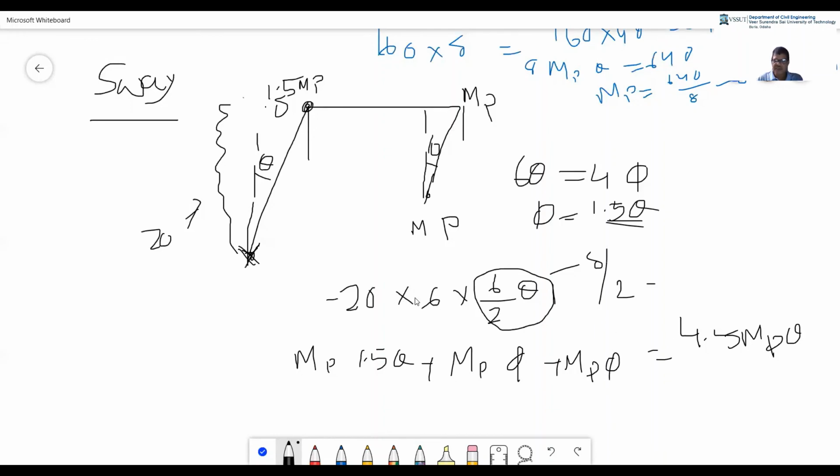20 into 6 into 3, so 360. So we can divide by this. If you equate this with this, you'll find the MP value. This will come out nearly the same, 80 kilonewton, and we got 80 kilonewton earlier as well. It is the same value.